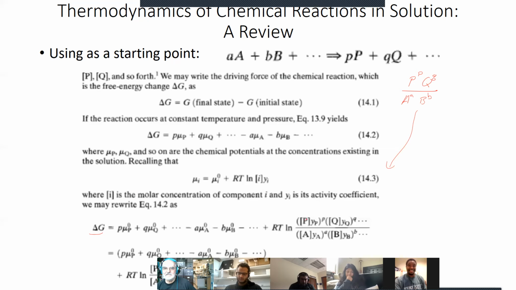Again, these terms can be broken up into two natural logarithm terms, simply because the logarithm of a product is the sum of the logs. So there'll be a standard state term, a concentration term, and an activity coefficient term.